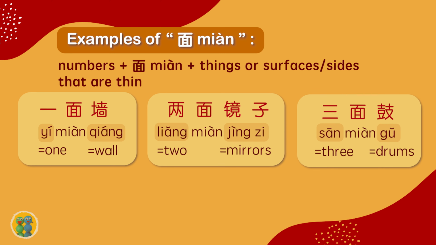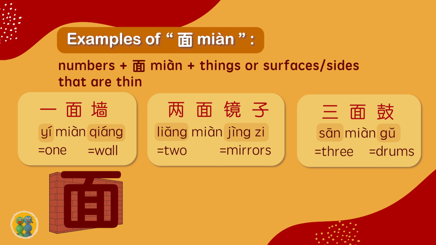Examples of miàn: 一面墙, 一面墙. 一 means one, 墙 means wall. And let's see the example, 一面墙. You can see the picture of the wall. It looks like the measure word miàn, character. So if you can picturize the Chinese character miàn as a wall, it may help you remember.